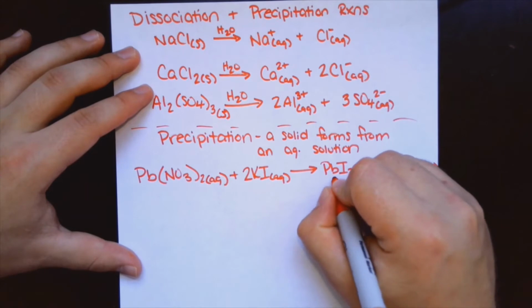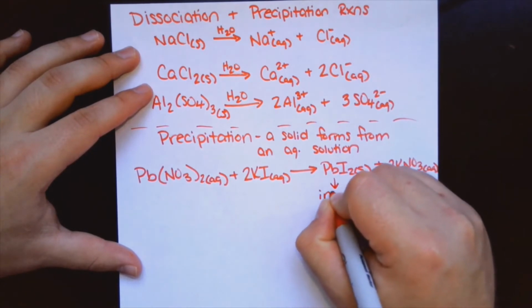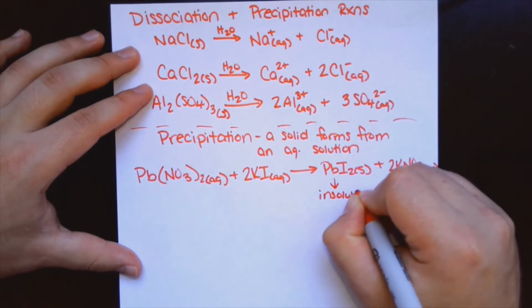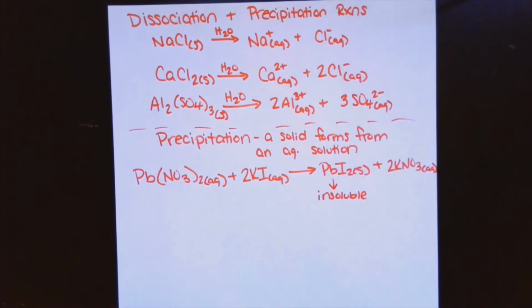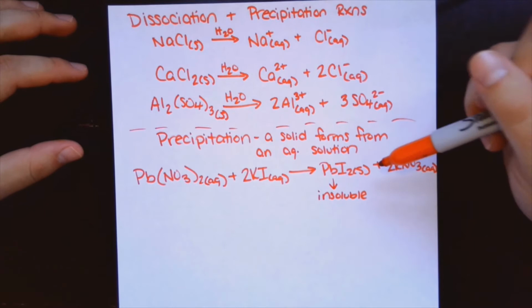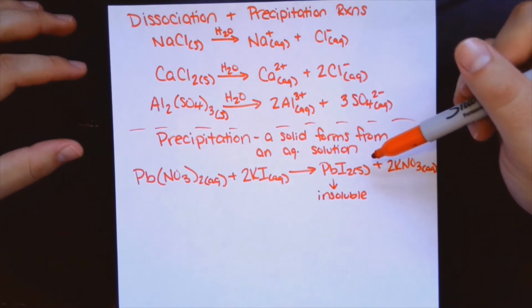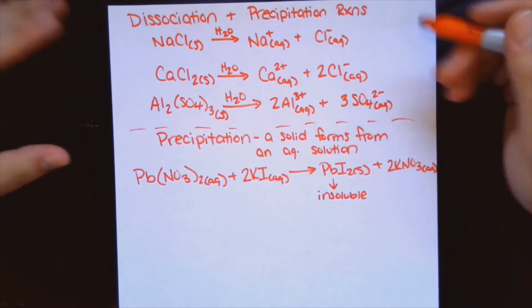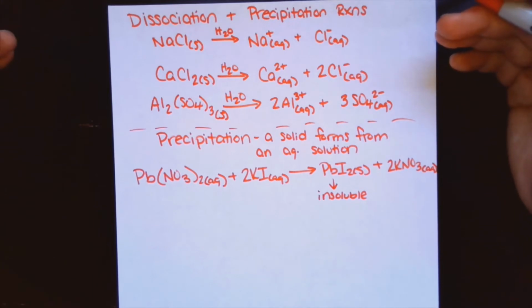Insoluble. And if it's insoluble, it's going to precipitate out of solution. It's going to solidify. Okay? So solids in these reactions are insoluble compounds. Okay? So that's how you identify a precipitation reaction.